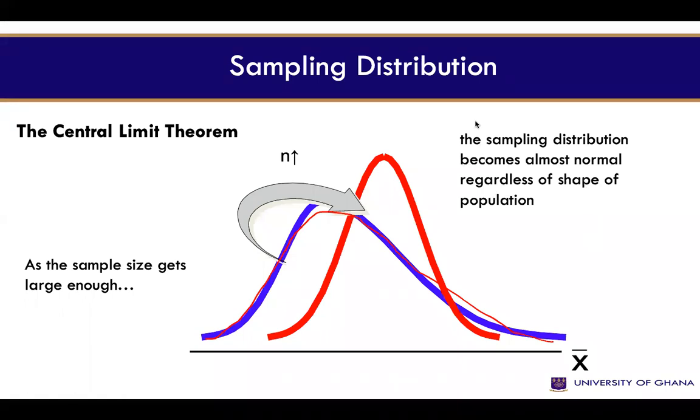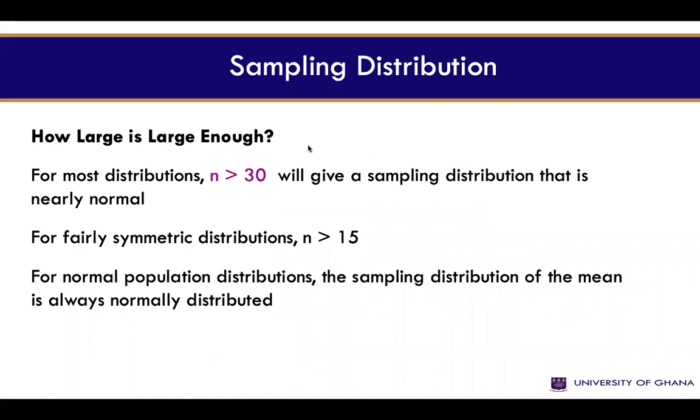And the question that I'm asking is how large is large? Now, how large depends largely on the distribution of the population, right? Some of them, if it is fairly normal, just a small amount would suffice, but others will require a larger sample, right? So we have come up with certain numbers that serve as a guide.